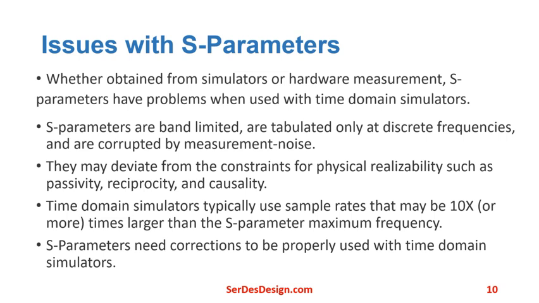Time domain simulators typically use sample rates that may be 10 times or more times larger than the S-parameter maximum frequency. To achieve physically realizable transmission characteristics, the S-parameters must have corrections applied. These corrections must be achieved when converting S-parameters into equivalent impulses in the time domain. All SerDes system channel simulators convert the frequency domain S-parameter characteristics into time domain impulse characteristics. While doing all such, simulators attempt to correct for all impairments in the S-parameters. However, some are less successful than others.